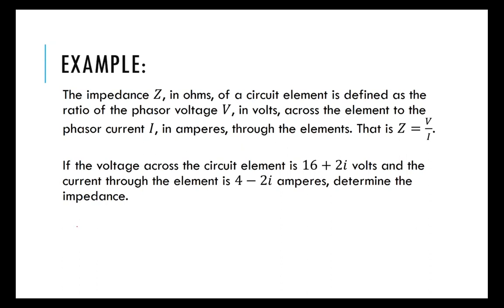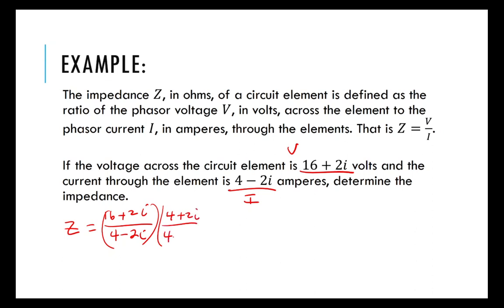So we have a formula, that is Z, the impedance, is equal to voltage divided by current. Notice that this is our voltage. Notice that this is our current. And so then I can write this as 16 plus 2i divided by 4 minus 2i. Then, if you see you could reduce it, you could do that first, but we could also multiply by the complex conjugate of the denominator. That's going to be 4 plus 2i divided by 4 plus 2i.